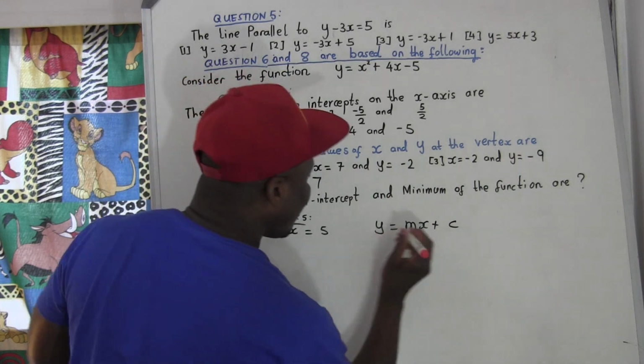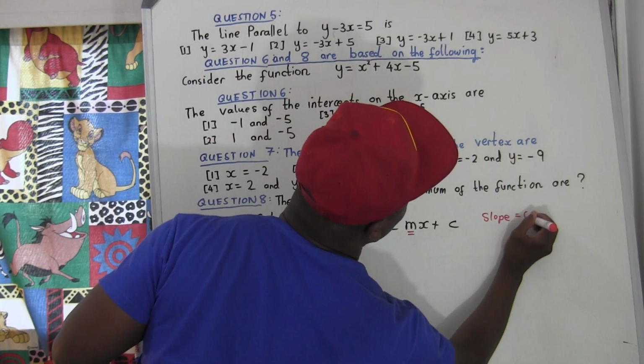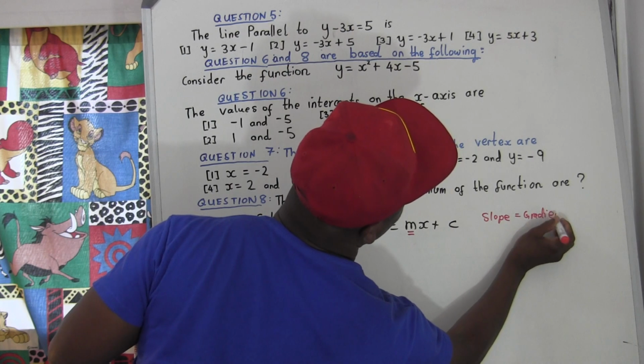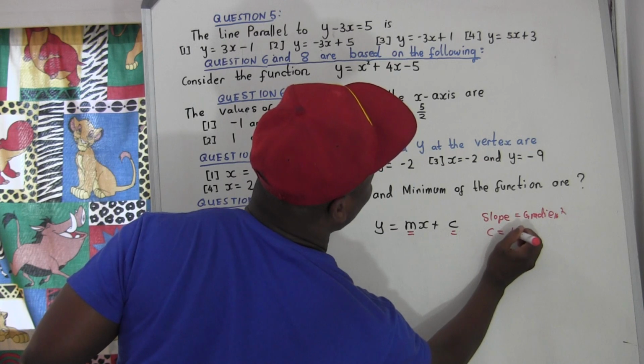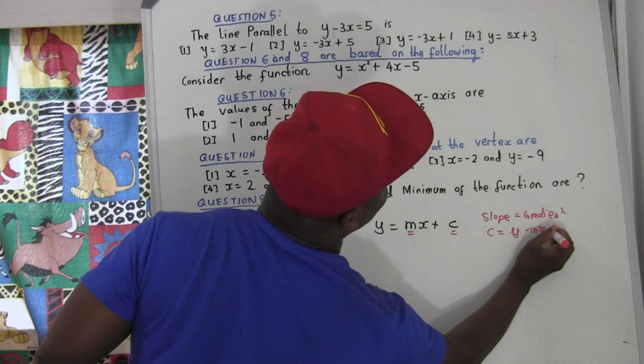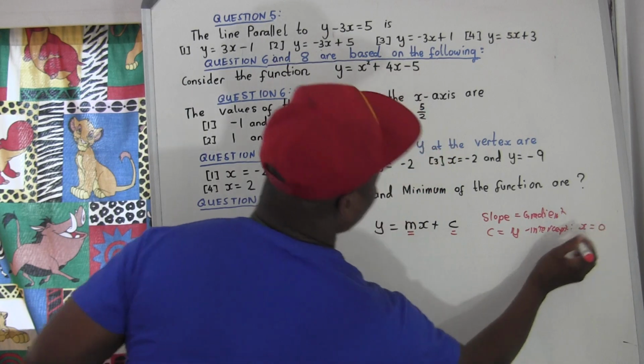And this m here represents slope, or sometimes they call it gradient. Slope and gradient are the same thing. And this c is the y-intercept. C represents the y-intercept. When at the y-intercept, x equals 0.